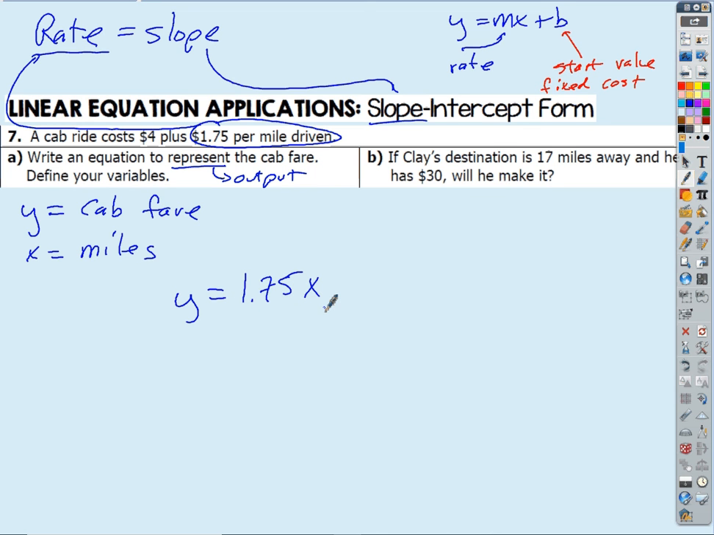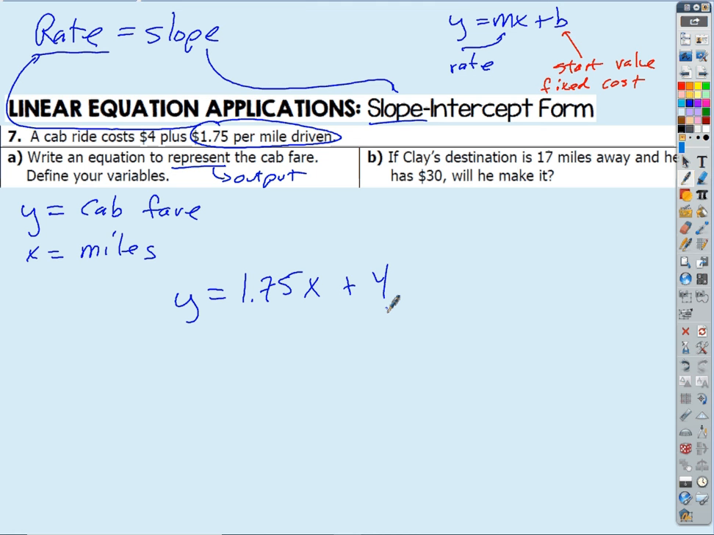1.75 times the distance in miles, so 1.75x plus, what's our fixed cost? What's our fixed cost, Gabe? 4. There it is, right? That's our model. That's giving us cab fare as the output, and the input is number of miles.